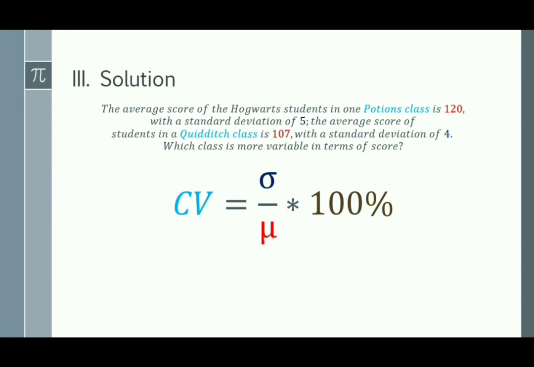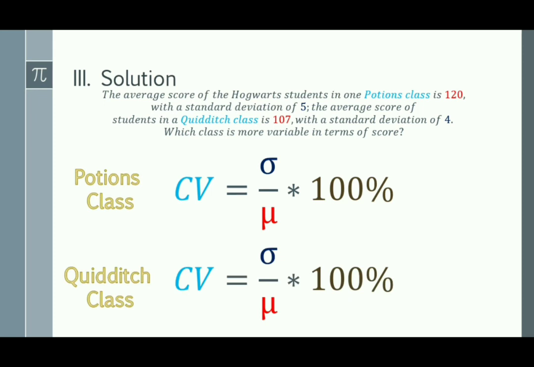The solution in finding the coefficient of variation. First, we need to put the formula. Our formula is coefficient of variation is equal to population standard deviation over population mean times 100%. Then we need to put the two things that we're going to compare. It is the Foshan class and the Quidditch class.